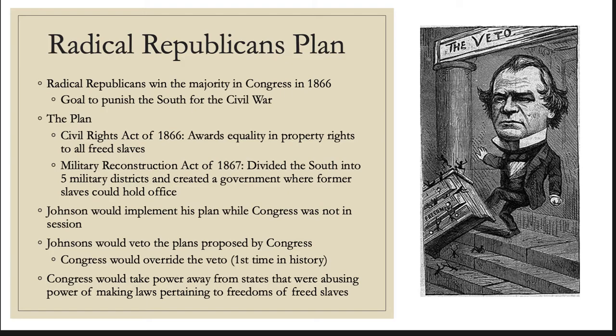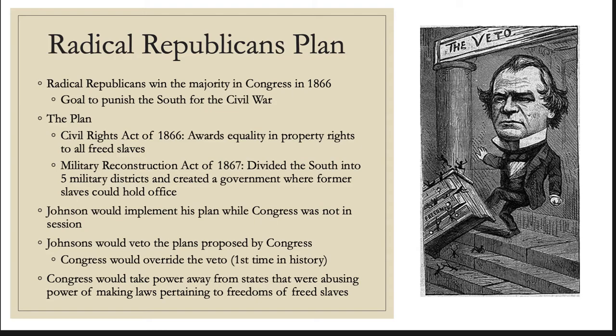The plan that they put into place first starts with the Civil Rights Act of 1866. This Civil Rights Act awards equality and property rights to all freed slaves, which means, theoretically, all freed slaves are supposed to have the same access to property, and once they obtain property, they're supposed to have the same legal rights to keep it, protected rights to that property as everybody else.